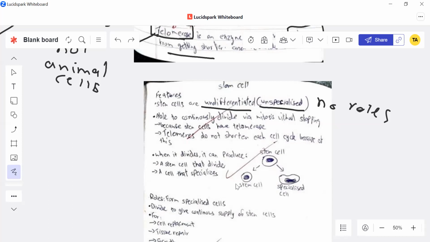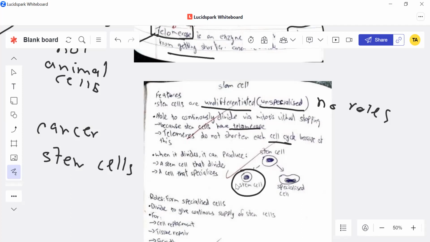So stem cells are able to continuously divide via mitosis without stopping because they have telomerase. So other than cancer cells, telomerase is also found in stem cells. So telomeres do not get shorter, and each cell cycle will keep happening without the risk of telomeres getting shorter. So stem cells, they divide and they produce two cells. One is another stem cell and one is a specialized cell.